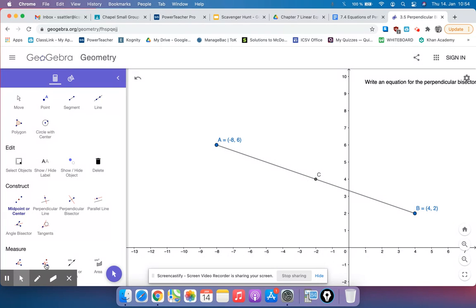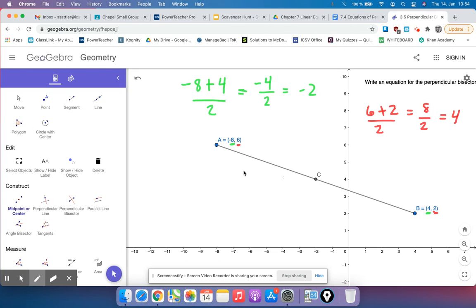Okay, but to get that by hand, if I give you the coordinates, we would just take the x coordinates, add them together. So -8 plus 4 and divide by 2. So that would be -4 divided by 2, which is -2. And then take the y coordinates and add those up and divide by 2. 6 plus 2 divided by 2 equals 8 over 2, which is 4. So the coordinates of this point are -2 and 4. So we should be able to do that by hand if you're given the coordinates.